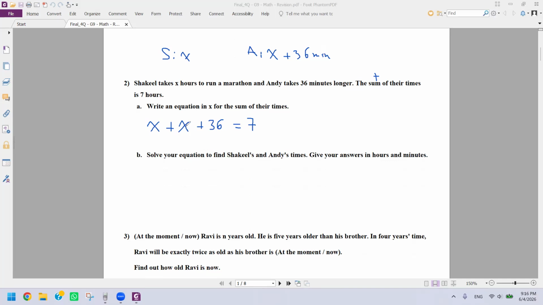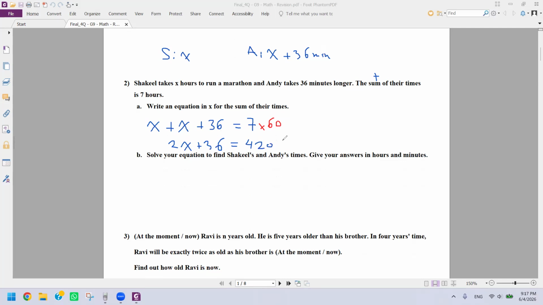Now the problem is here, X is in hours and 36 is in minutes. And 7 is hours. So the easiest way to solve this is to convert the hours to minutes. So I will multiply 7 by 60 because 1 hour equals 60 minutes. Now let me simplify. X plus X is 2X plus 36 is equal to, now 7 times 6 is 42, with the 0 back, 420 minutes.